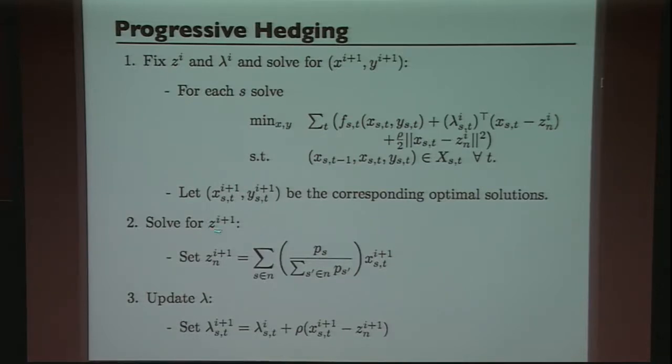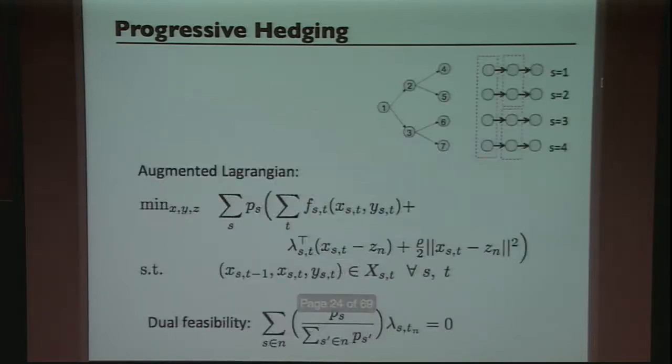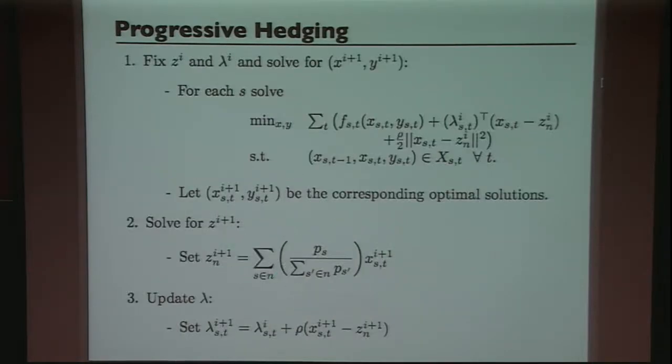The next step is to solve for zi. If I fix xi and yi and I need to solve for zi, what is the optimal solution? Zi is an unconstrained minimization problem with a strictly convex objective here, so you can solve it in closed form. Essentially, look at the term there. I'll just do it with one dimension, a simple exercise. So you have lambda times (x minus z) plus rho over 2. You need to solve this problem.